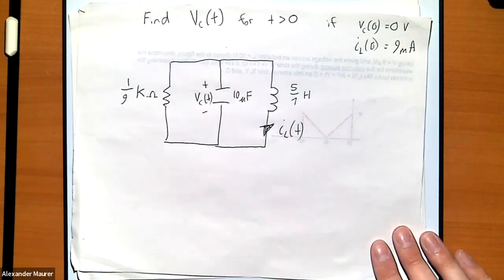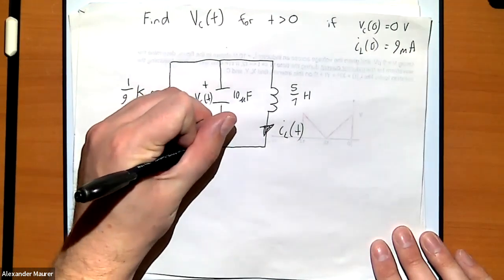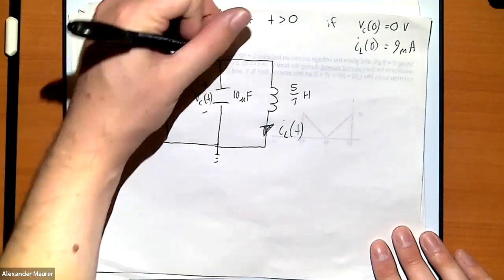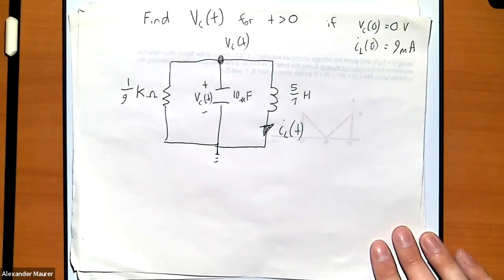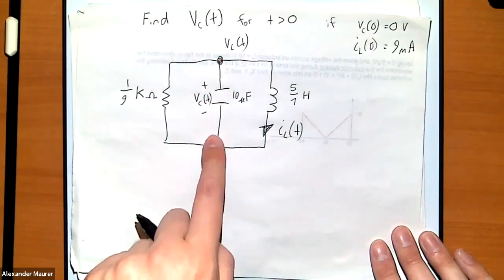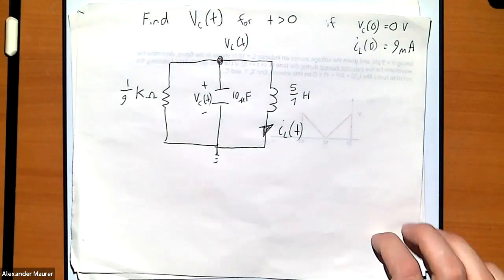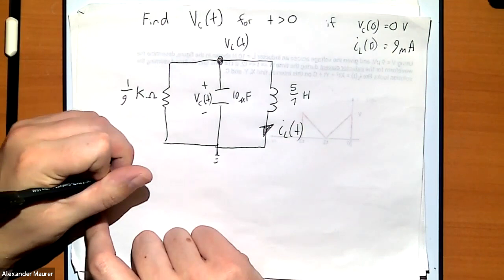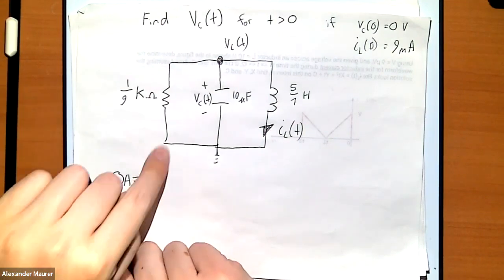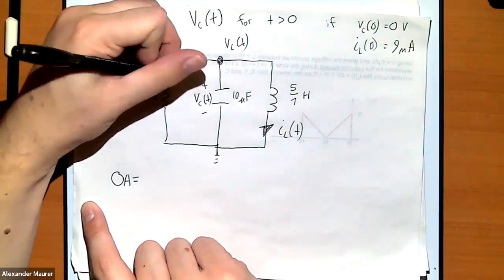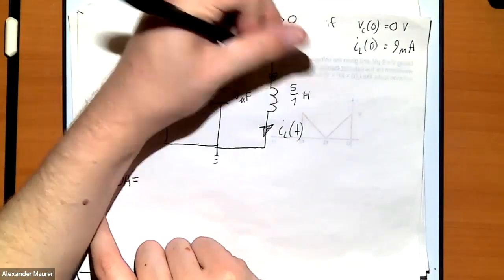So we need to set up a differential equation here, and to do that, since this is a single node pair, we're going to put ground here. That makes VC of t act as a node voltage. Then we can write KCL in terms of that voltage. There are no sources, so I'm just going to say 0 amperes is equal to the sum of the currents here, here, and here.